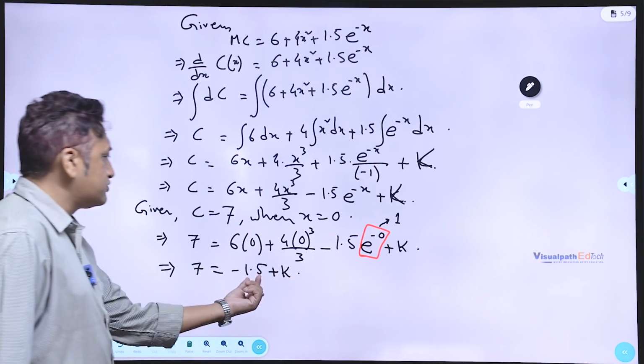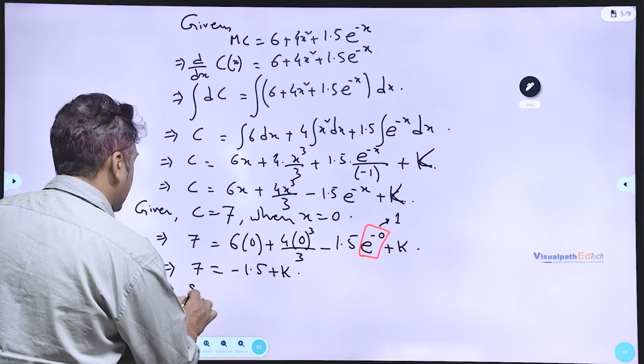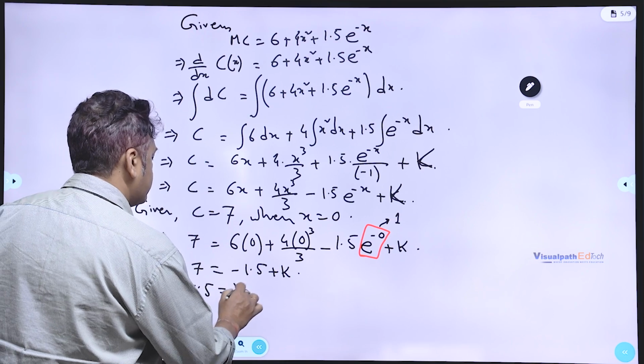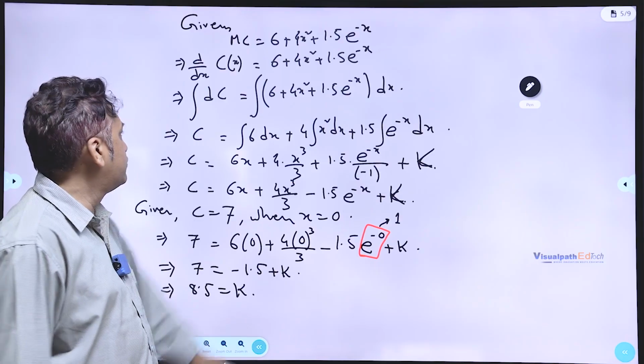Now, if I shift this minus 1.5 towards the left hand side, then we are going to get 8.5 is equal to k. So we got the value of k. K is 8.5, which we can put there.